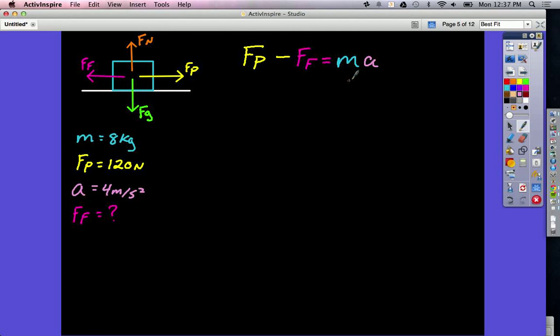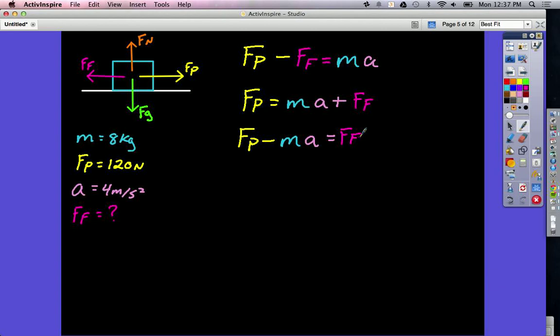So I'm going to add it over to the right side, giving me force of push equaling ma plus the force of friction. And now I'm going to get rid of ma, so I'm going to subtract that over to the left, and that's going to give me force of push minus ma equals the force of friction.